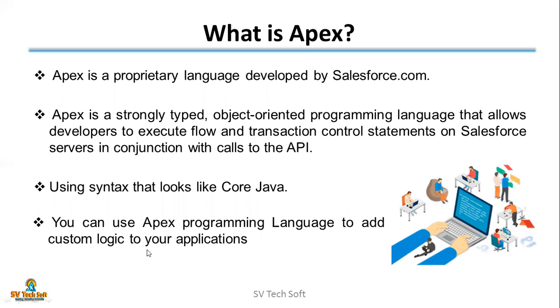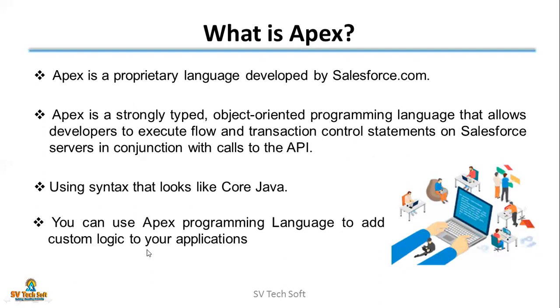Now in this slide we will discuss what Apex is and what the main advantages of using Apex are. What is Apex? Apex is a proprietary language developed by Salesforce. Salesforce has its own native programming language, that is Apex. Apex is a strongly typed, object-oriented programming language that allows developers to execute flows and transaction control statements on the Salesforce server in conjunction with calls to the API.